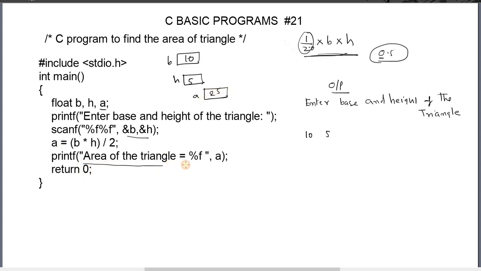Next, this printf prints this message which is given here. We get the same message, but in place of this %f, we will get the A value. Area of the triangle equal to 25, like this. %f is a specifier for float. Some compilers will give just 25, some compilers 25.0 here.